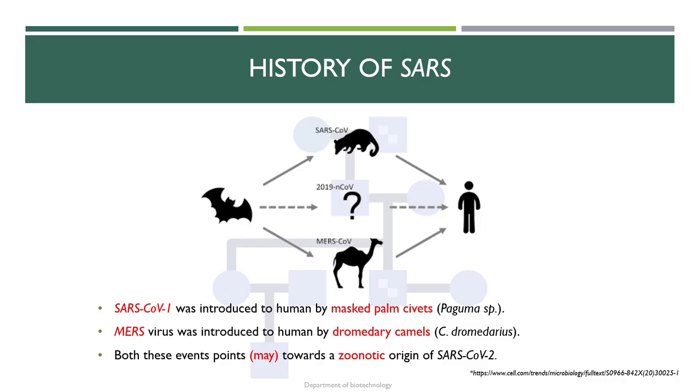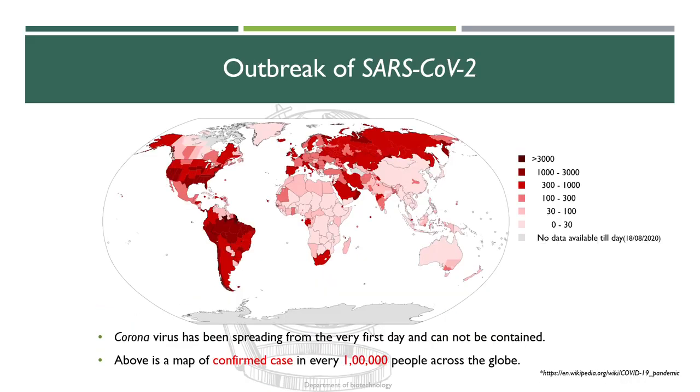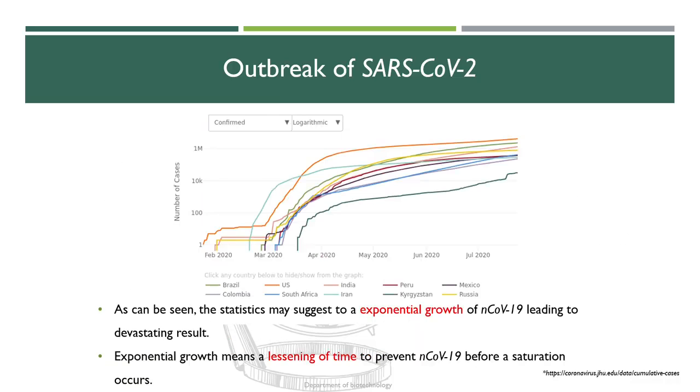Assuming nCoV-19 to be a zoonotic virus, its origin is still under research. Now coming to the outbreak of COVID-19. The spreading of coronavirus has immensely affected the whole world. Above is the world map showing the number affected in every 1 lakh. Then we can see the statistics, which show an exponential growth of COVID-19 towards a devastating result. As of 18-08-2020, almost 20 million people of the whole world are affected with 7,73,000 deaths.